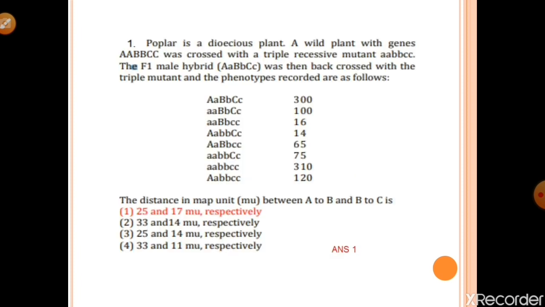So the answer is the first one, 25 plus 17, or the map distance between AB, BC.